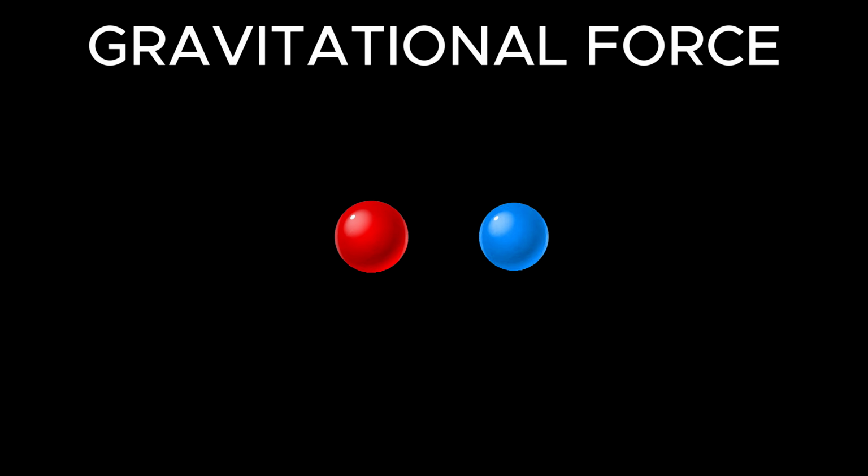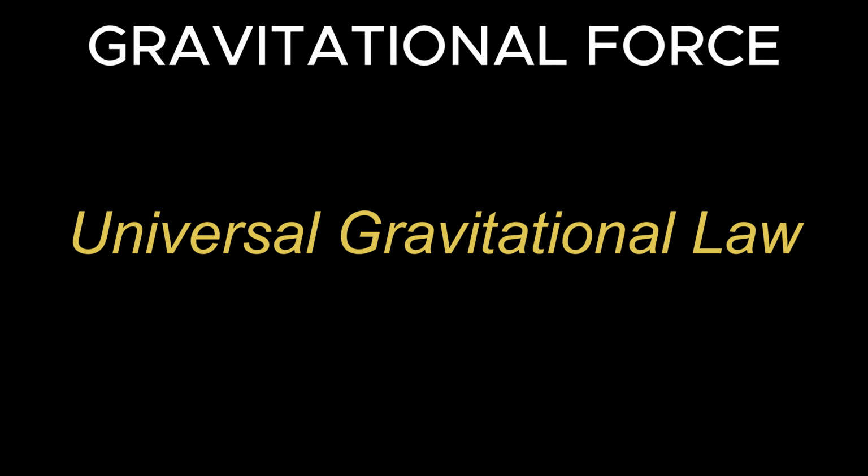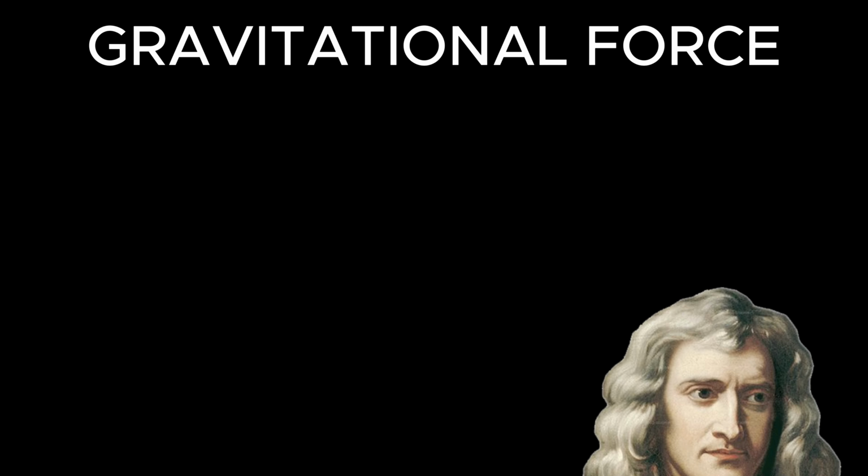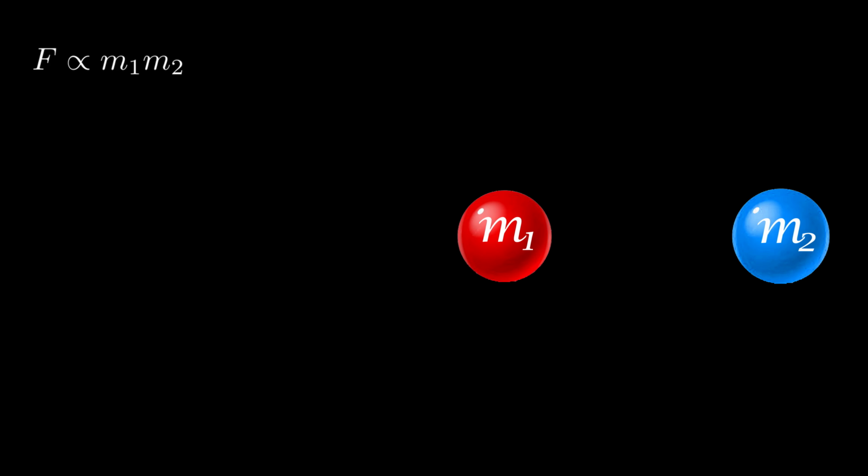The first thing we need to understand is gravity. Every object in this universe is attracted to every other object by a force called gravitational force. The magnitude of this force is given by the universal gravitational law given by Sir Isaac Newton. According to this law, the magnitude of force F is proportional to the product of masses of the two objects and is inversely proportional to the square of the distance between the two objects.